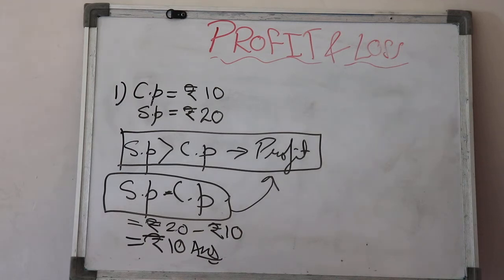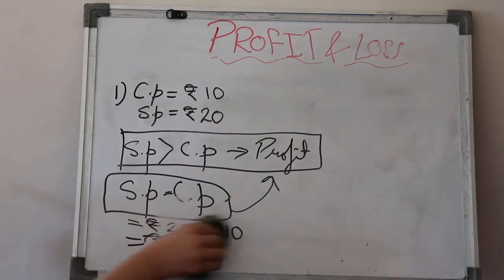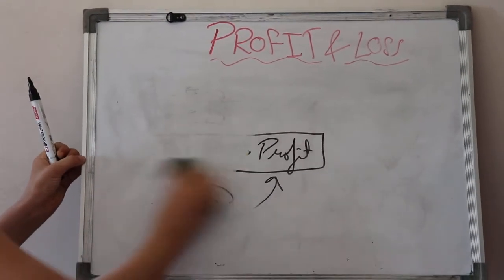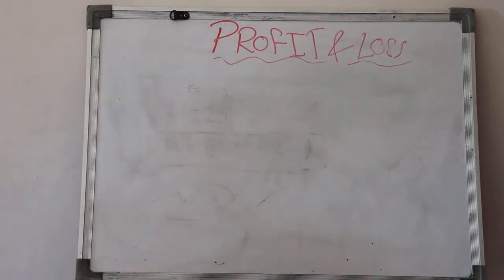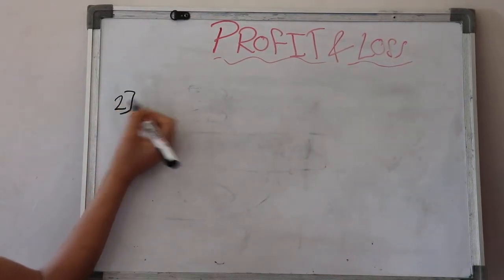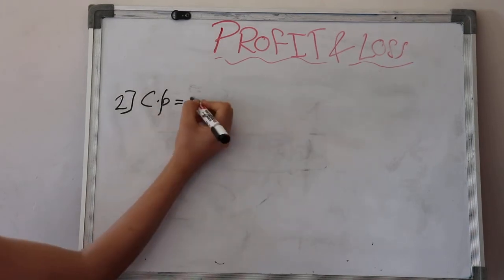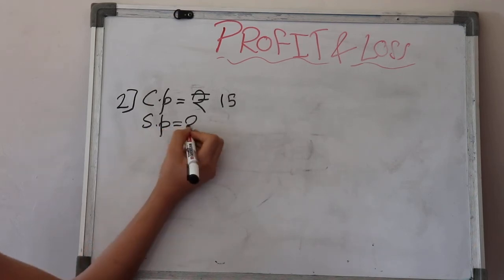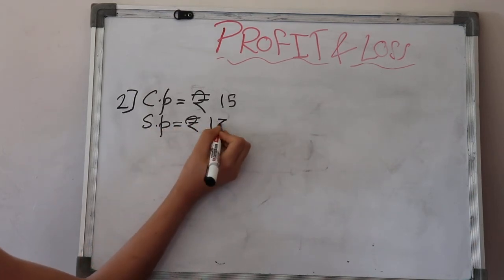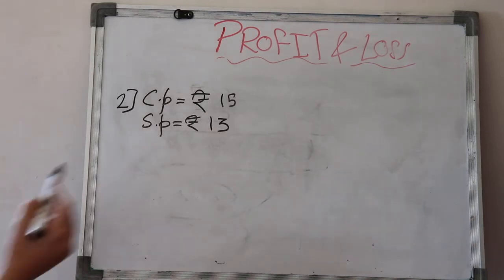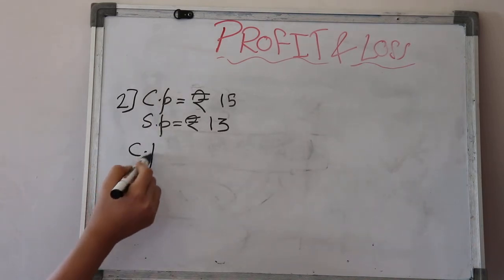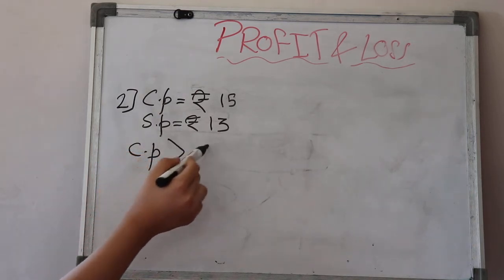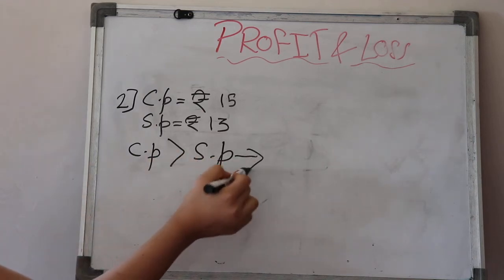If I have another one, the second one. If the cost price is rupees 15 and the selling price is rupees 13. Okay, here the cost price, is it greater or lesser than the selling price? It is greater than the selling price. Therefore, I am in loss.